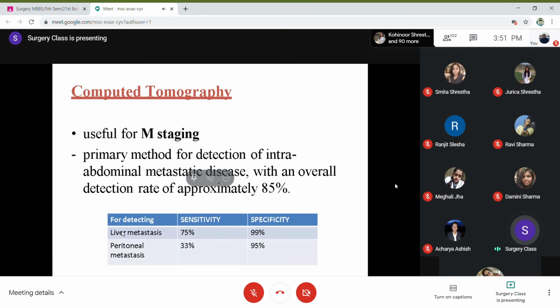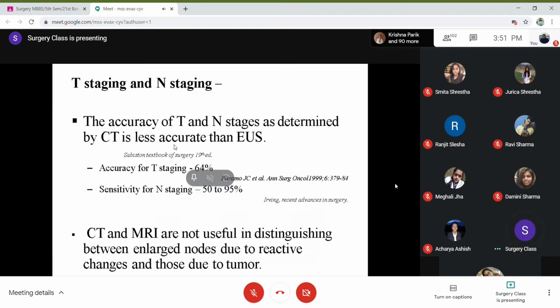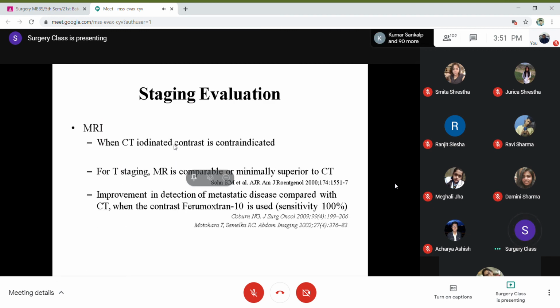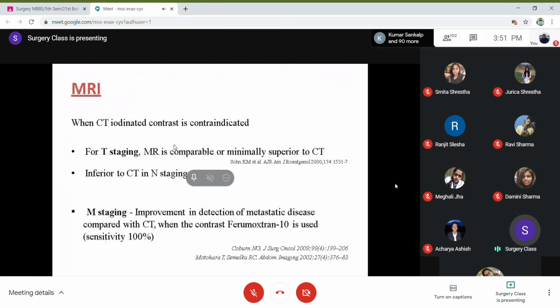So CT will give you the metastatic staging also. Let's not go into MR staging. MRI is not really used for staging of stomach cancer.